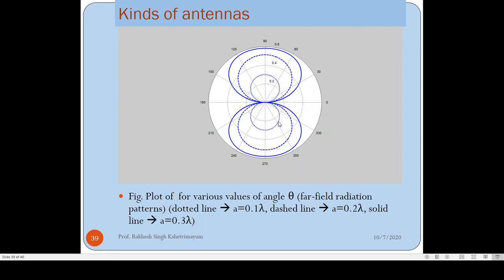What do you have here? These dotted lines are for radius equal to 0.1 lambda. This is a very small antenna. When the radius becomes 0.2 lambda, this is the dashed line here. When the radius becomes 0.3 lambda, this is the solid line here. You can see that the total radiated field along this direction keeps on increasing when we increase the radius of the loop antenna. So increase the radius, increase the size of the antenna, and the total radiated field is higher and higher. That means total radiated power will also become higher and higher.